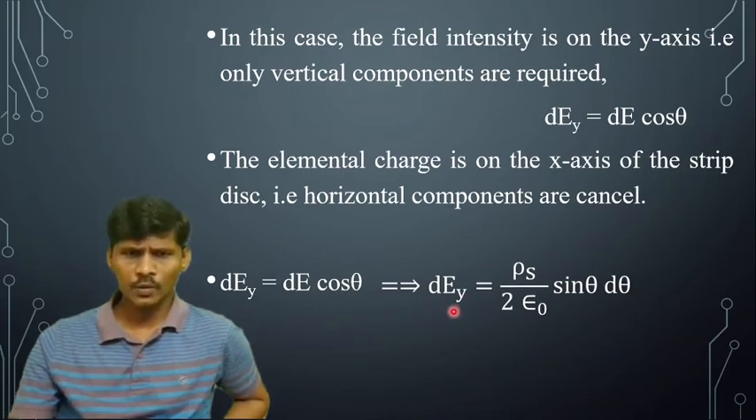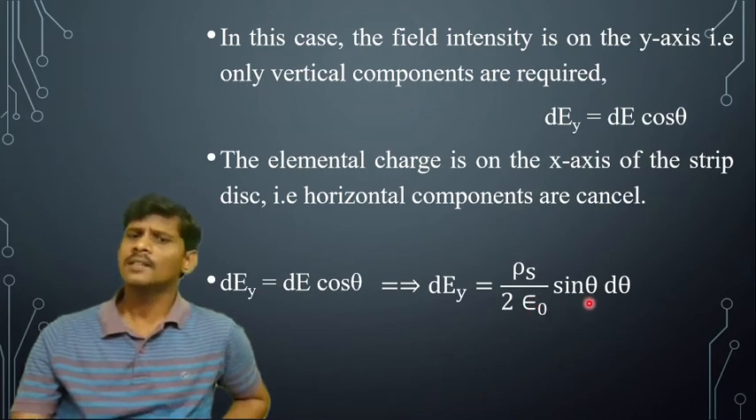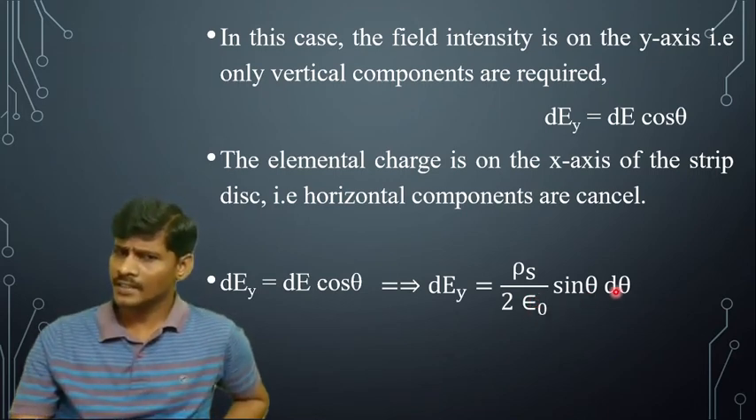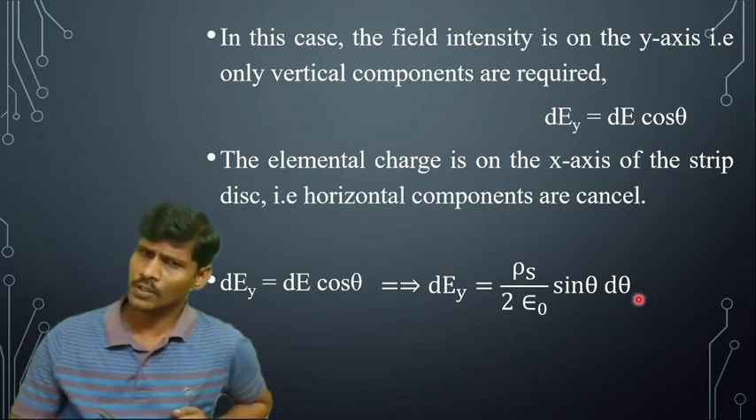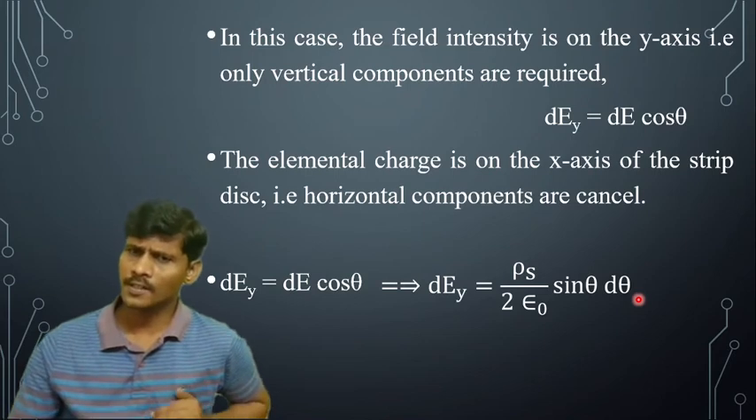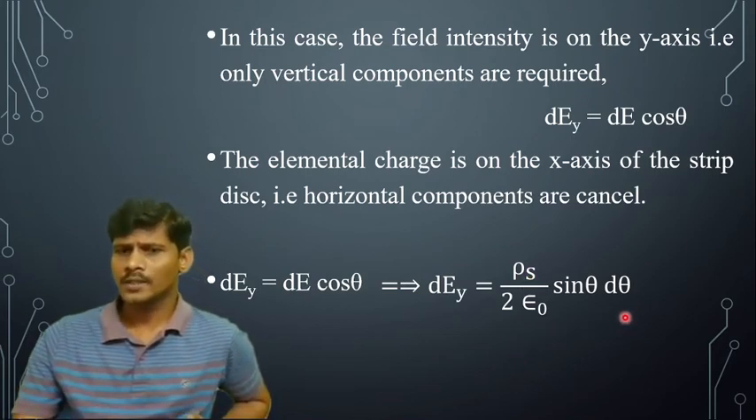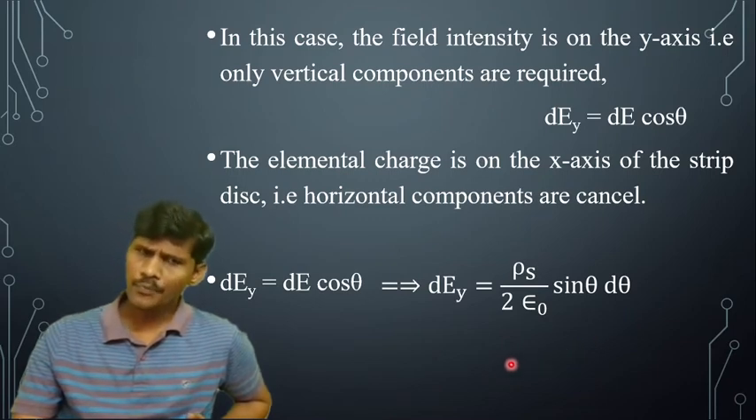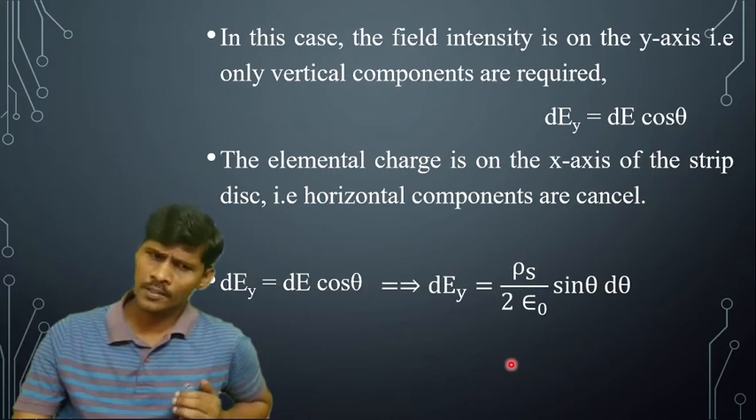dEy is equal to, what is the dE value? Rho s by 2 epsilon naught sin theta secant theta d theta into cos theta. Secant theta is written as 1 by cos theta, numerator and denominator cos theta is cancelled, and the remaining expression is rho s by 2 epsilon naught sin theta d theta. This is the differential electric field intensity at a point P along the y-axis direction.